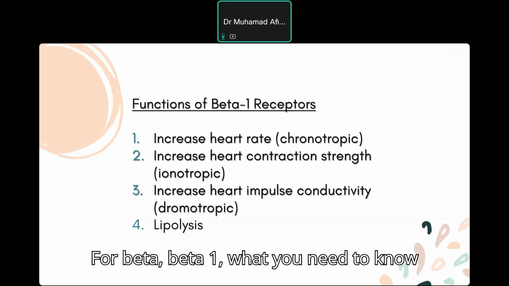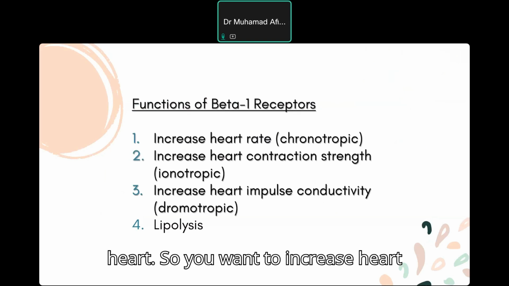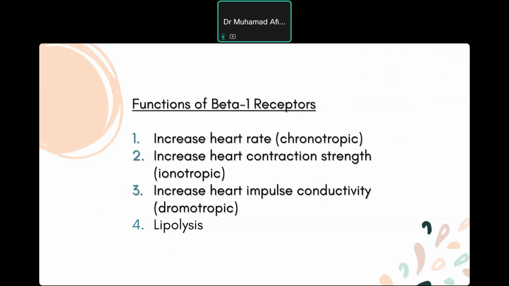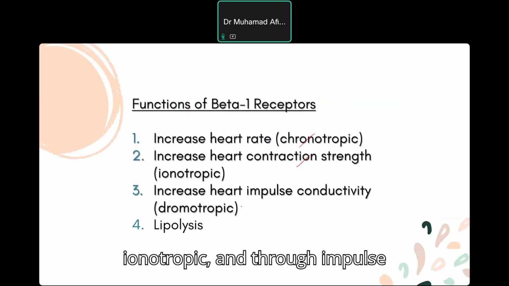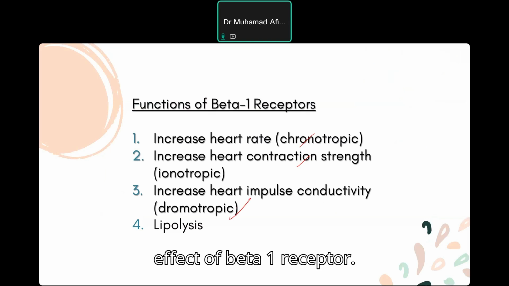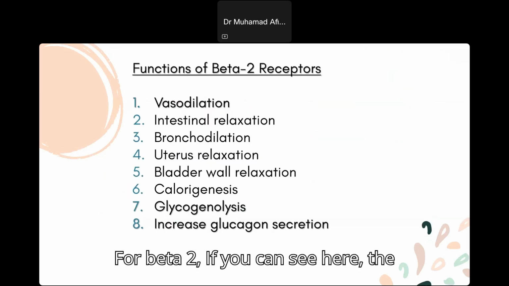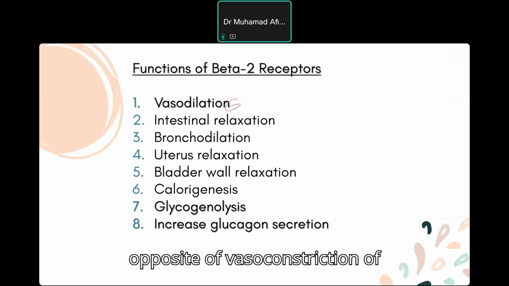For beta 1, what you need to know is that the main effects are on the heart. You want to increase heart rate, which is chronotropic, heart contraction strength, which is inotropic, and also impulse conductivity, sometimes called dromotropic. These three are the main effects of the beta 1 receptor. For beta 2, as you can see here, the effect is vasodilation. This is the opposite of the vasoconstriction of alpha 1.